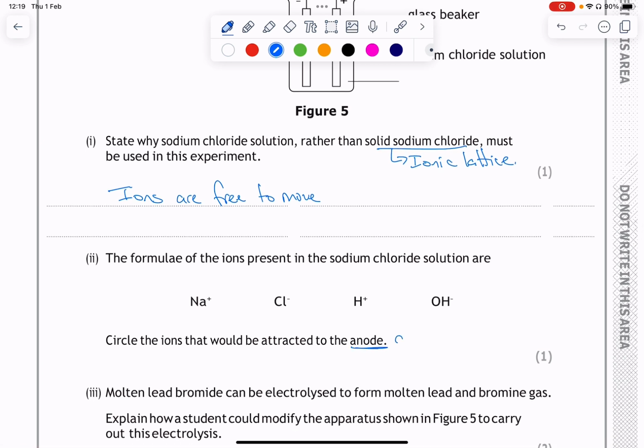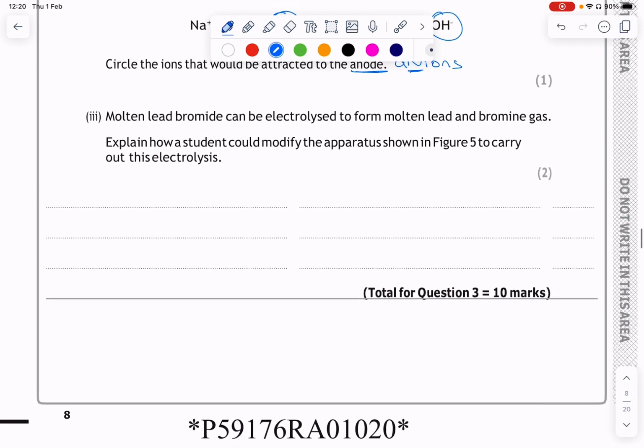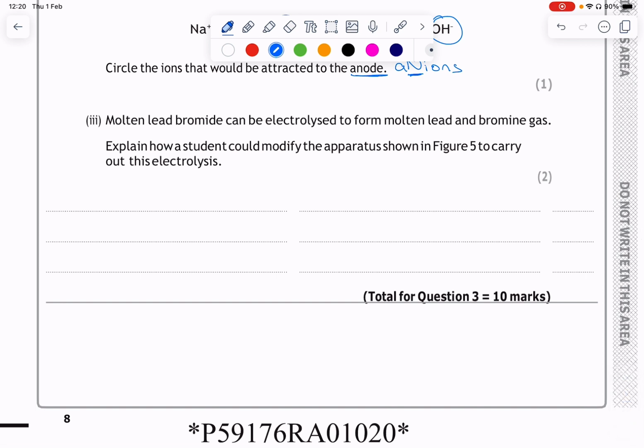So the anode is where the anions go, and the anions have a negative charge. Okay, so the ones that will go to the anode are going to have a negative charge. So we will have the chloride ion and the hydroxide ion will be the ones that go that way. Molten lead bromide can be electrolyzed to form molten lead and bromine gas. Explain how the student could modify it to carry out the electrolysis to do this.